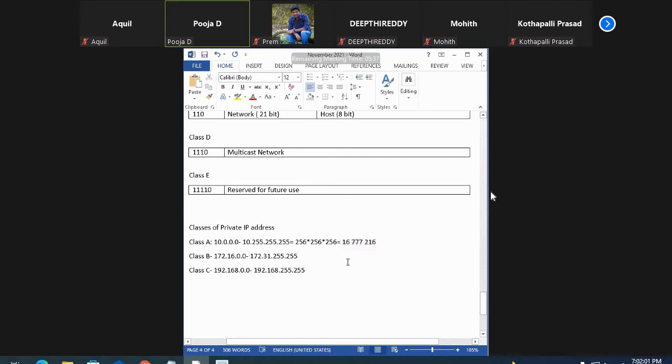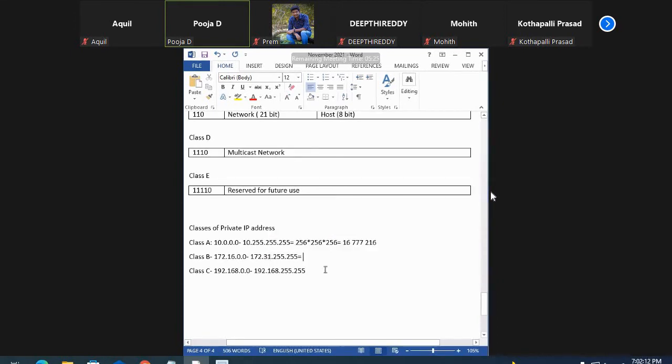For the next range, or the next class, here you can see it is 16 to 31. If you count from 16 to 31, it becomes 16 values. So let's take 16 IP addresses into, again, 0 to 255.